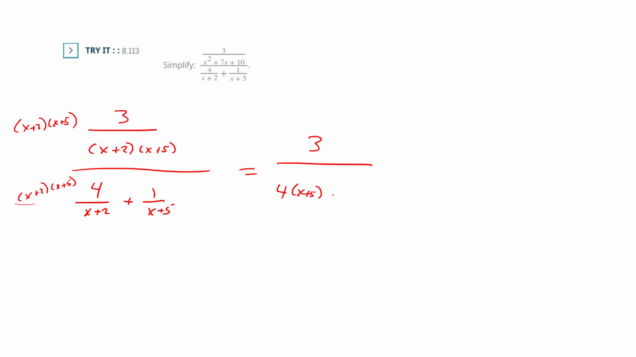I'm going to send this through. It's going to be the x. So I'm sending it here. X plus 2 will be left. So it'd be 1 times x plus 2, but that's just x plus 2.